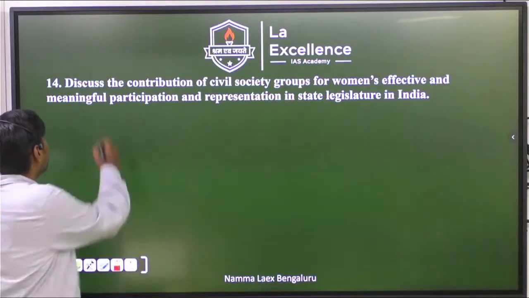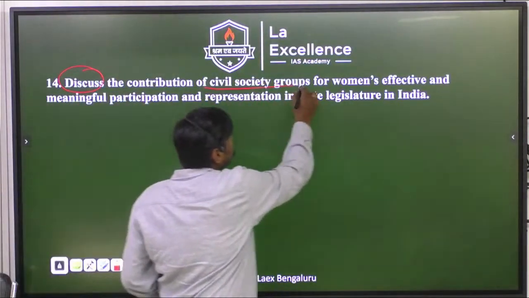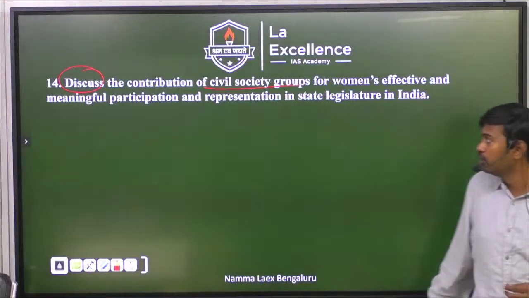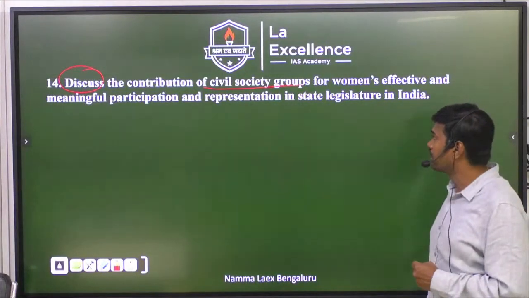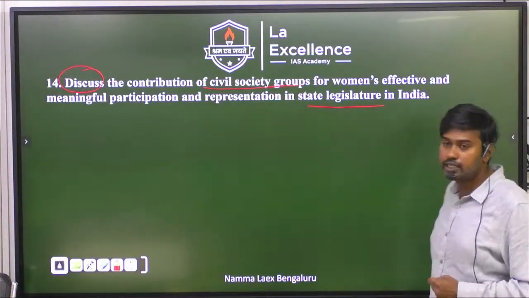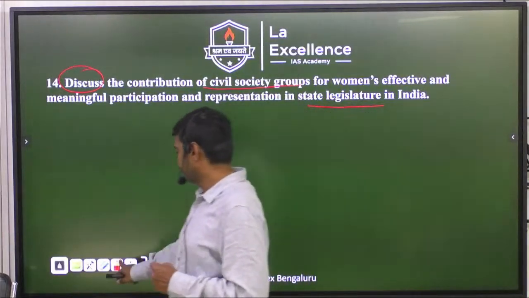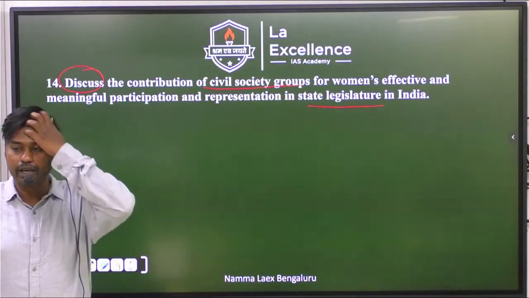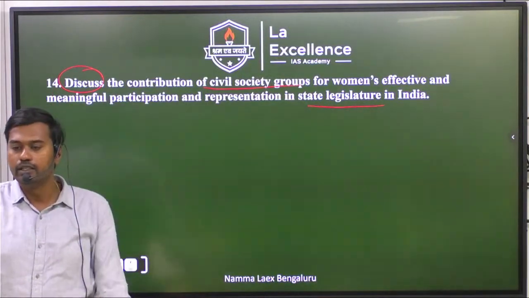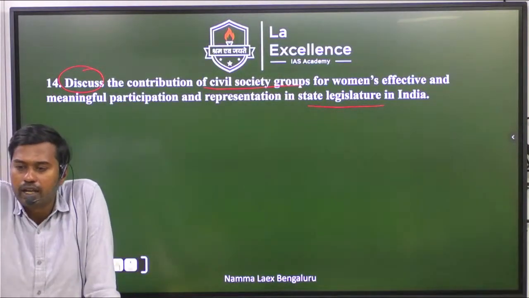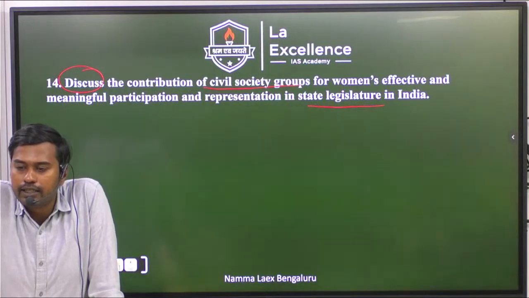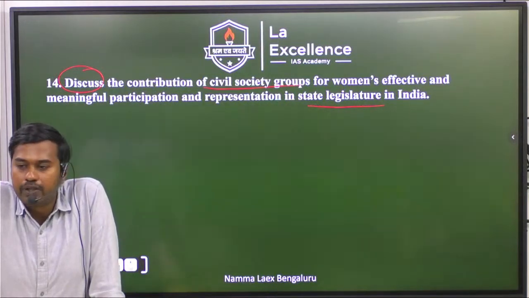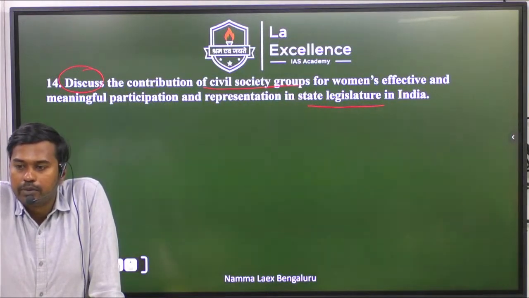Discuss the contribution of civil society groups for women's effective and meaningful participation and representation in state legislature in India. See, this topic comes under the women's organization topic in the syllabus, check it. Role of women and women's organization. Is it there in GS paper 2? Syllabus.